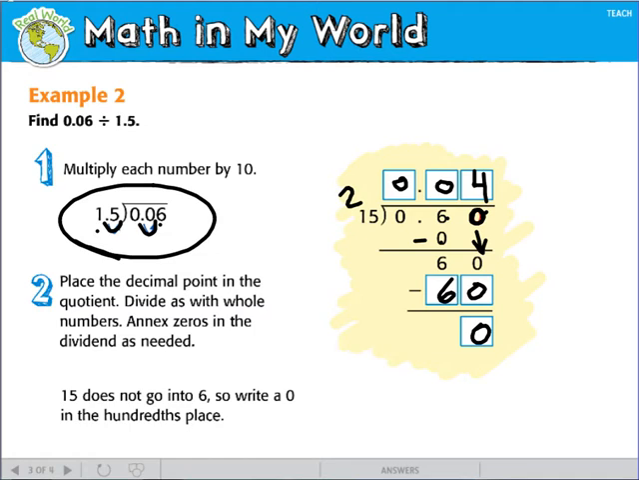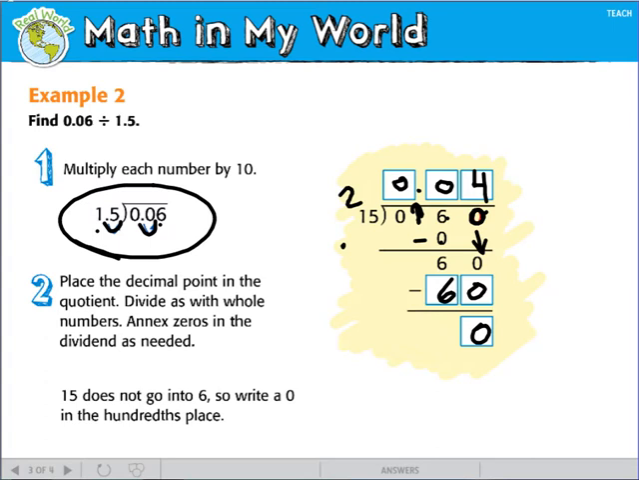So, then you're going to place the decimal into your quotient, or the answer. Straight up. Boom. So I have 4/100ths.